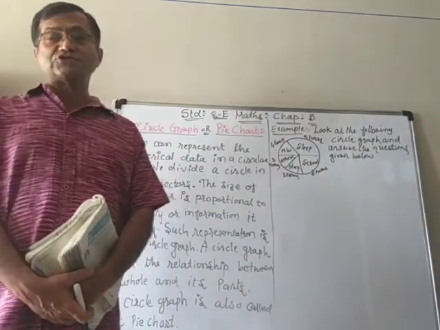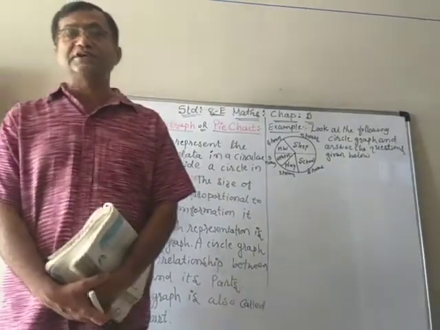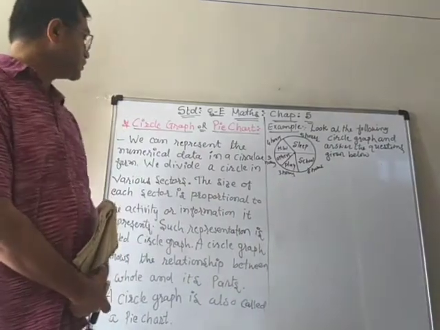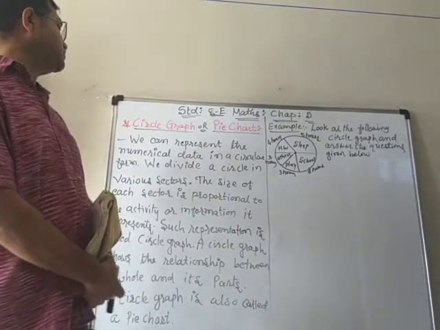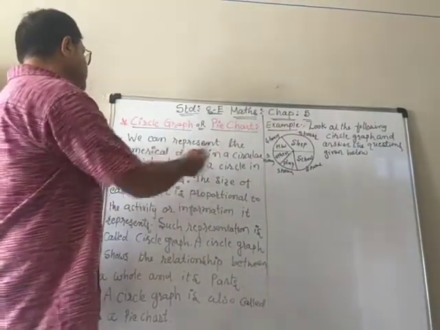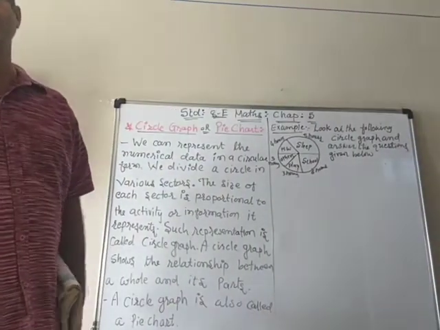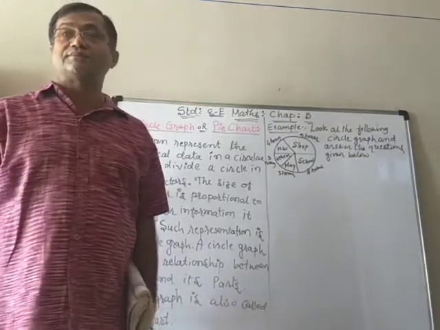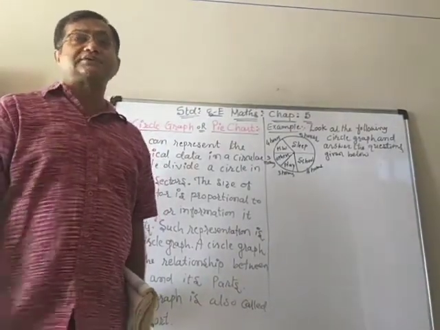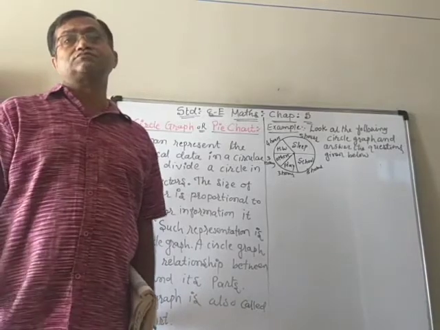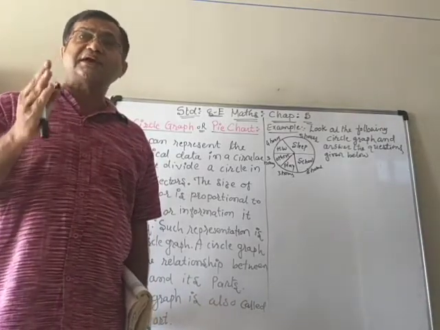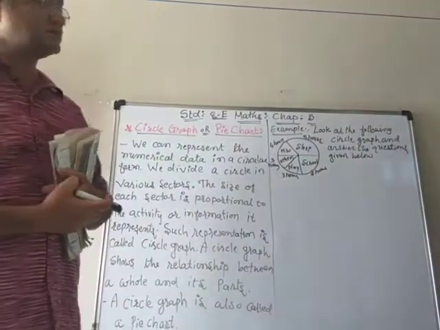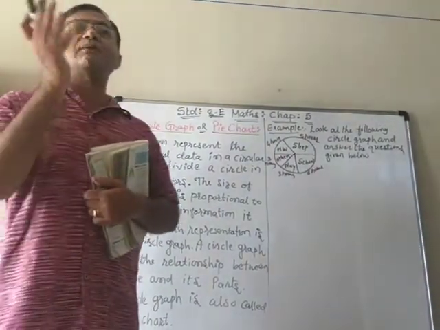Now, from the name it is obvious that it is represented in a circle. So we can represent the numerical data in a circular form, and then it is known as a circle graph. For that we have to divide that circle into sectors. Sectors means some compartments.